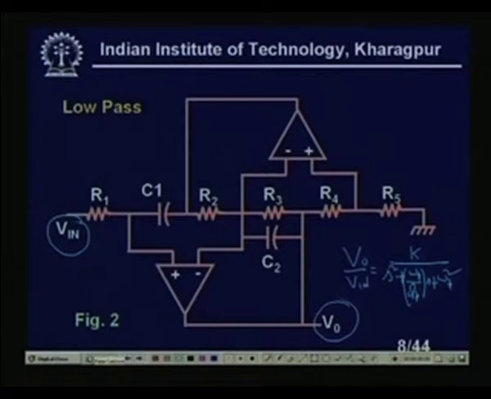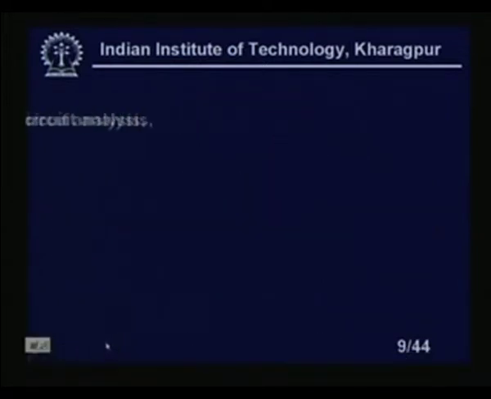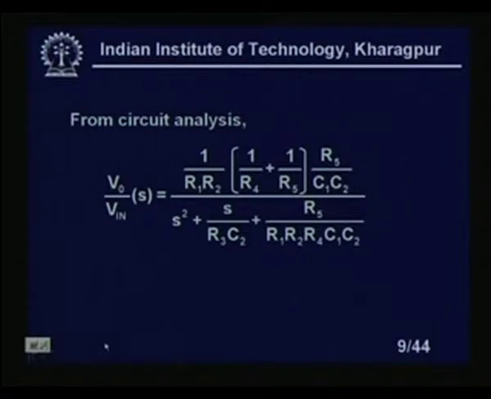Now, if I try to analyze these circuits, for circuit analysis I can find that V naught by V in is S 1 by 1 upon R1 R2 multiplied by 1 upon R4 plus 1 upon R5 multiplied by R5 C1 C2, divided by S square plus S by R3 C2 plus R5 R1 R2 R4 C1 C2. Clear?